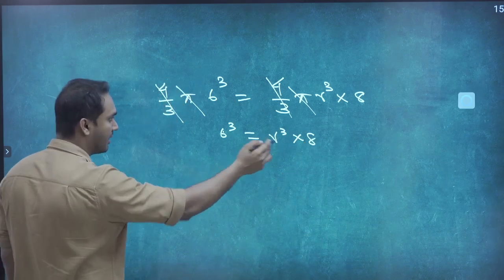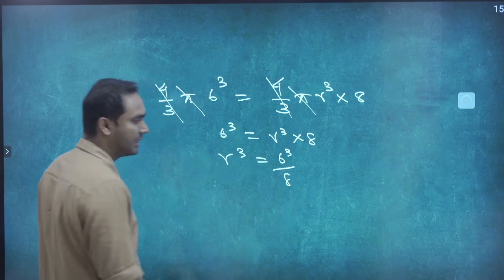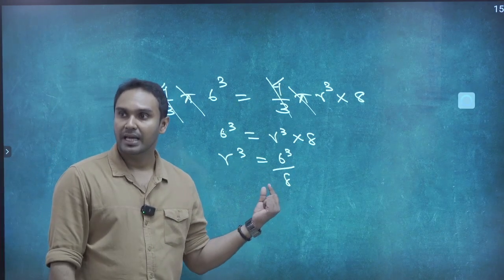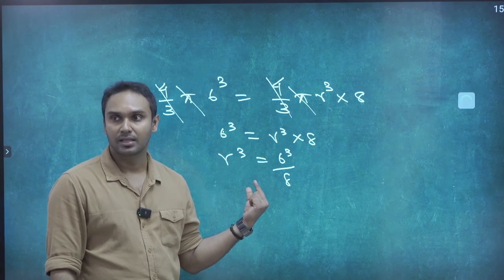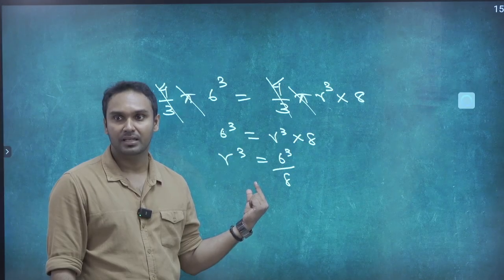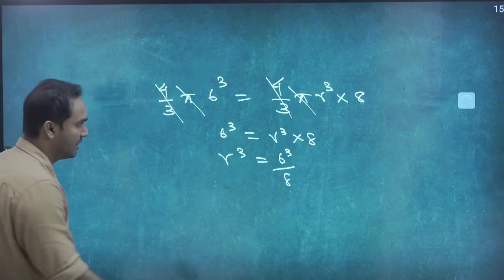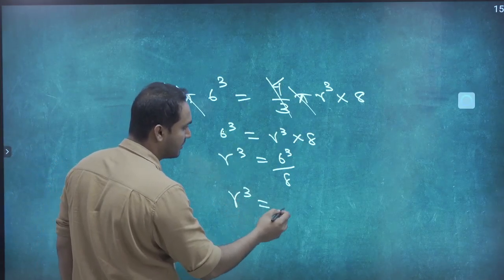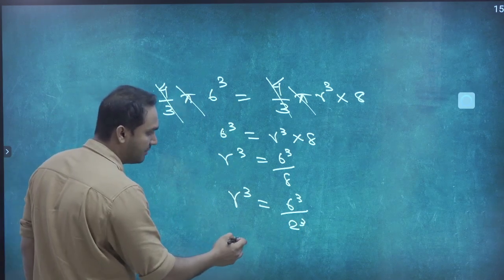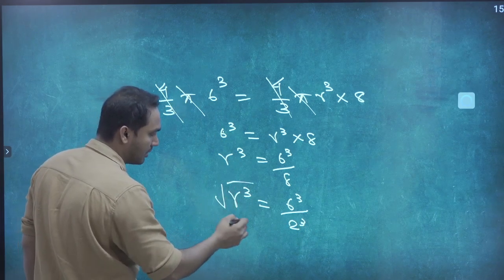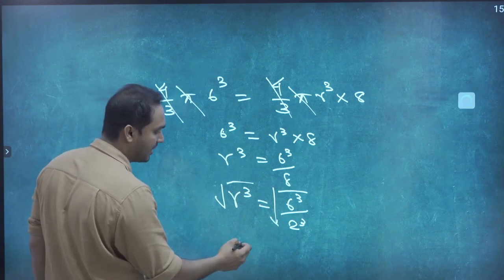Now we want the r, right? So I'm isolating r. r³ equals 6³ over 8, right? So does 8 have a cube root or not? It does. What is the cube root of 8? 2. 2³ is 8, right? So r³ equals 6³ divided by 2³, right? And if you want the r, you have to take the cube root of the whole thing, isn't it? So you cube root the r³, that will be r.